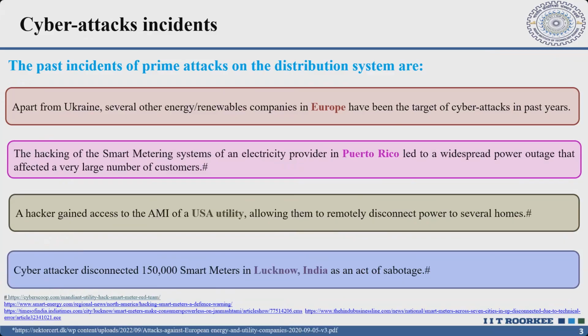Of course, there have been some attacks. The major attack was in Puerto Rico, an attack on smart metering systems. You can type it in Google and you will find all the information. Some attacks are also there on the USA side, though they have not accepted it. The last attack in our country was in Lucknow, where almost 150,000 meters were impacted. This is also there in Google, you can type it.